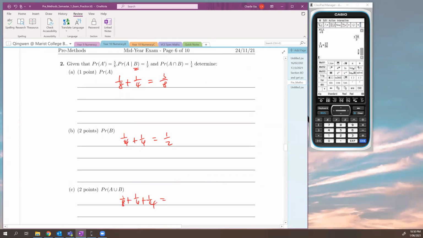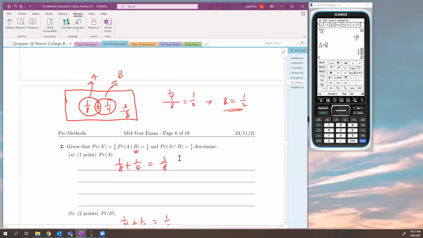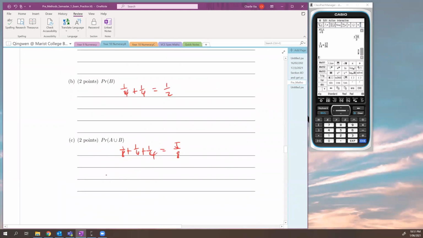That's 2 out of 8, 5 out of 8. Otherwise, this entire thing is 1, so you can just take away 3/8. All right, so 1 take away 3/8. Alternatively, we have 1 take away 3/8, which is 5 out of 8. All right.